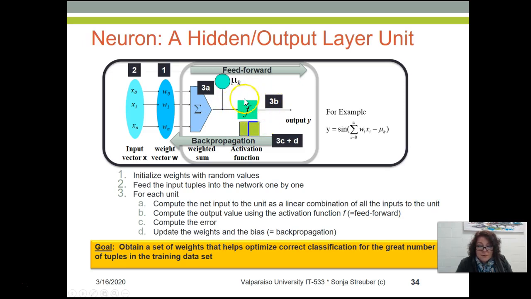And then we compute the output value for this one neuron using an activation function. This is the feed forward part here. This is the activation function. And then we can also compute, of course, the error. And as we have computed the error, we are going to update the weights and the biases. Now, computing our initial Y is called feed forward. Evaluating our error and adjusting our weights and biases, that is what is called backpropagation. And our goal, again, is to obtain a set of weights that helps us optimize the correct classification for the greatest number of tuples in our training data set.